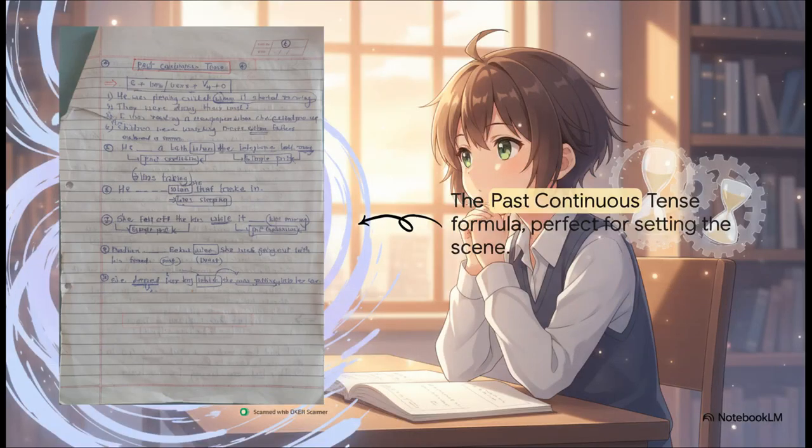But what if an action was in progress at a specific point in the past? Well, for that, we need the past continuous. The formula is subject plus was or were, and the verb with ing. Now, this is really important. This tense is often used to set the scene for another action to come crashing in.